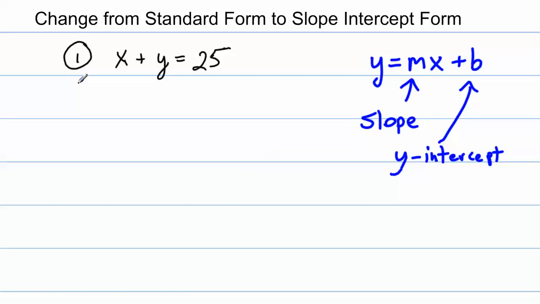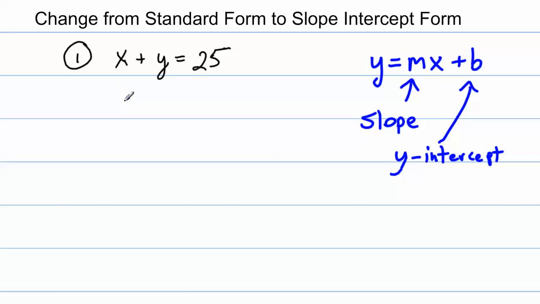So problem number 1, we're asked to change from standard form to slope intercept form. This equation here is in standard form, and slope intercept form is where it's y equals mx plus b, where m is the slope and b is the y-intercept. When it's in this form, it's very easy to graph. That's the main reason we do this.